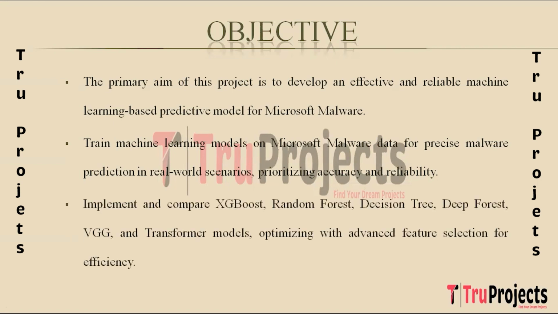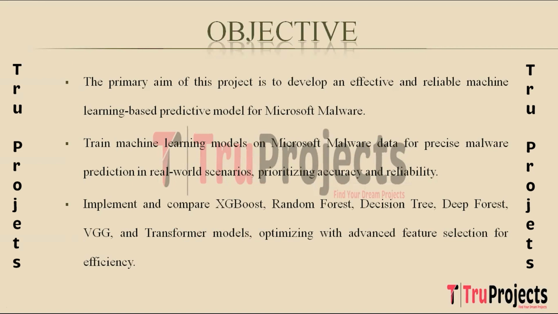We aim to implement a diverse array of machine learning models including XGBoost, Random Forest, Decision Tree, Deep Forest, VGG, and Transformer to compare their performance, seeking the most effective model for precise malware prediction. And to enhance model efficiency by employing advanced feature selection methods. This involves strategically choosing pertinent features from the Microsoft malware dataset, optimizing the selected models for efficiency, accuracy, and real world applicability.